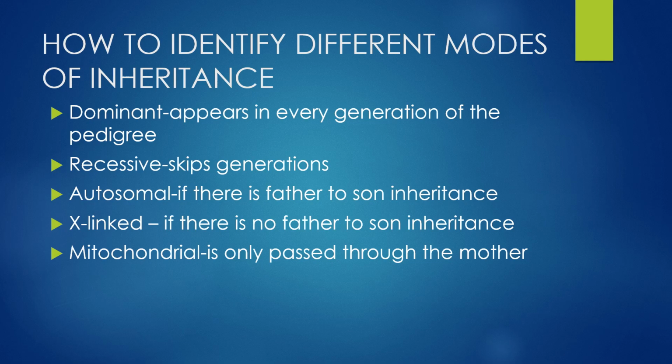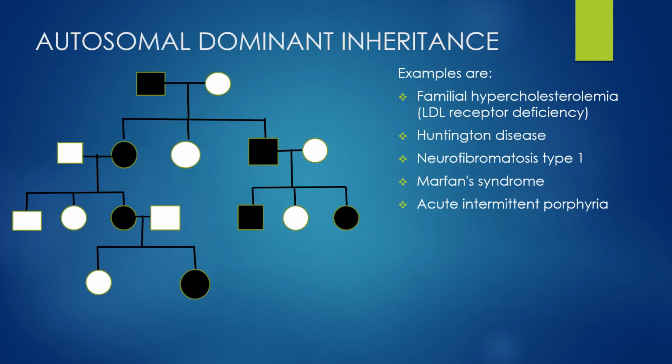The first type of inheritance we are looking at is autosomal dominant inheritance. And like we said earlier, autosomal meaning that there is father to son inheritance, and dominant meaning that in the pedigree you see that the disease appears in every single generation. Let me just get my pen so that we identify these things. So here we see that this father here passes it down to two of his children. They also pass it down to their children, and they also pass it down to their children in the fourth generation.